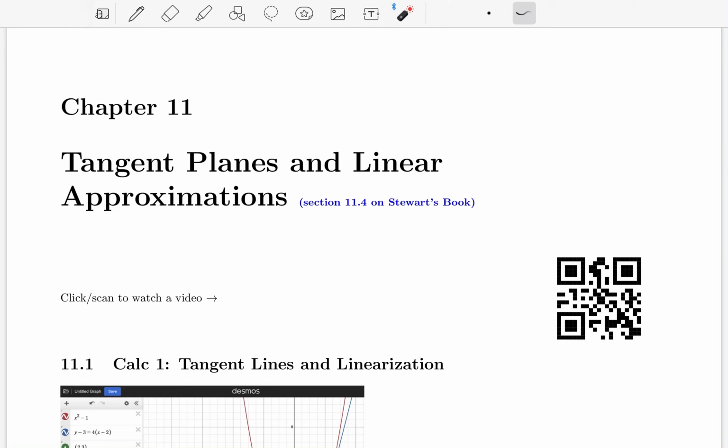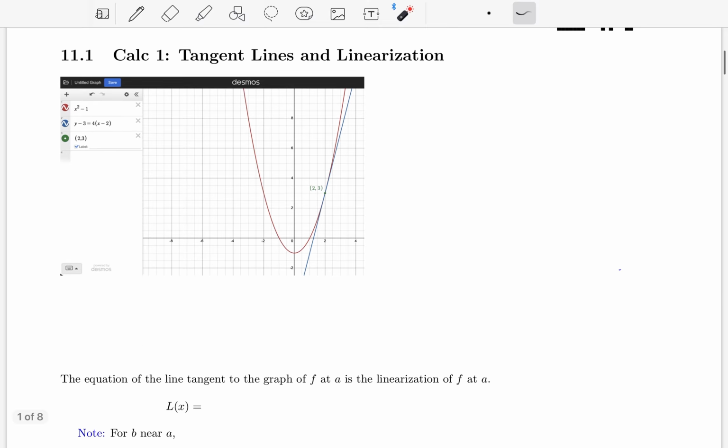Hello. In this video, I'm going to go over section 11.4, tangent planes and linear approximations. We learned everything about tangent lines in Calculus 1, and now we're just going to extend it. In case you don't remember, let me remind you what this is, right?